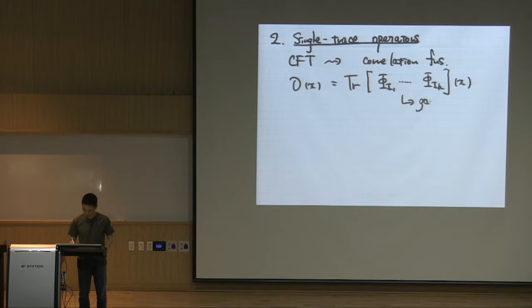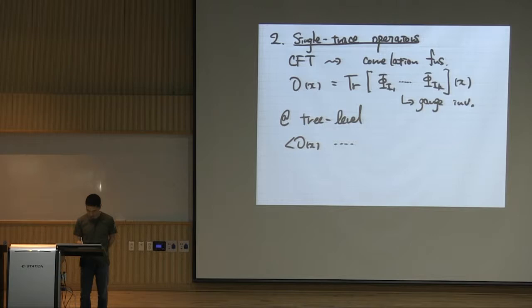So this is a kind of convenient way of constructing the gauge invariant operators. And if you think of this operator at tree level, there is no problem. For example, if you insert this operator O in some correlation function, at tree level, what you need to do is to just do the bunch of Wick contractions, which is, of course, OK.